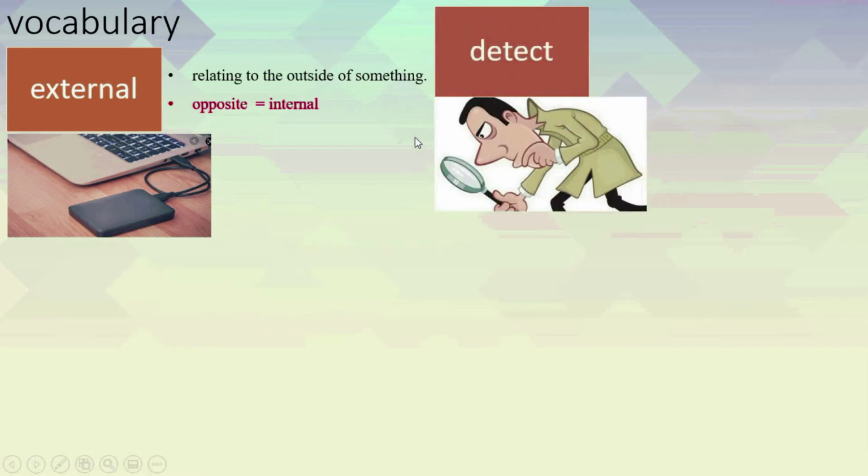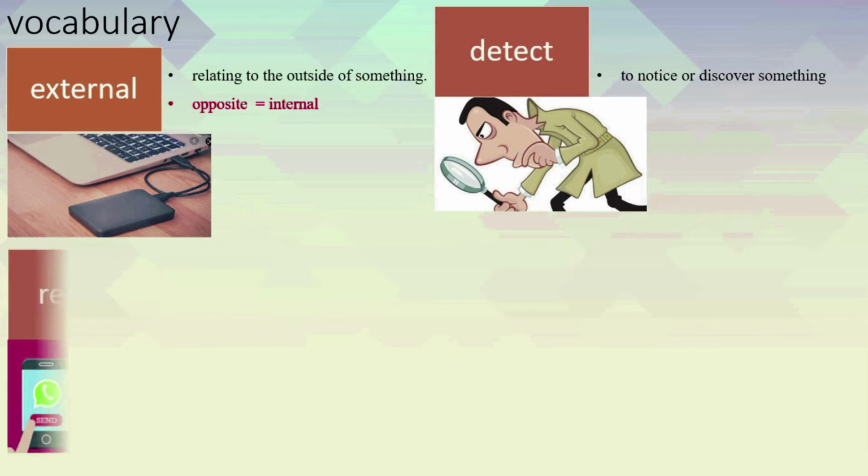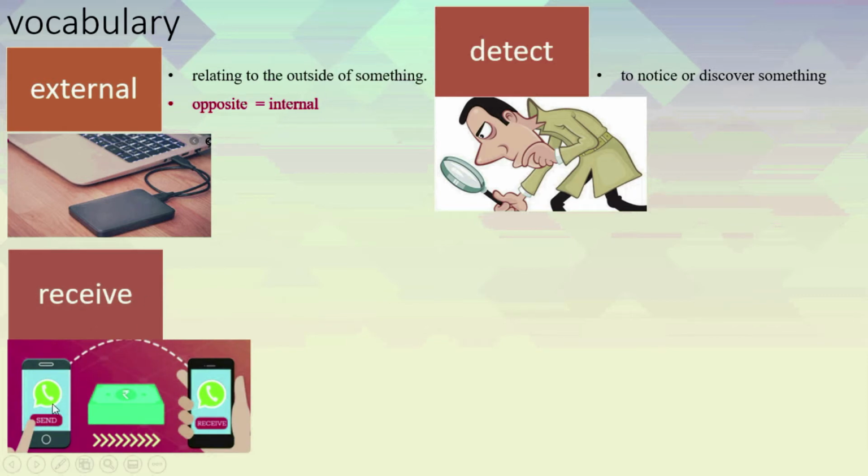Our next word is detect. Detect means to notice or discover something. For example, police dogs are trained to detect drugs. That is, they are trained to discover drugs. The next word is receive. As you can see here, the message is sent from here and it is received here. So receive means to get or be given something. For example, you can receive instructions from your superior.